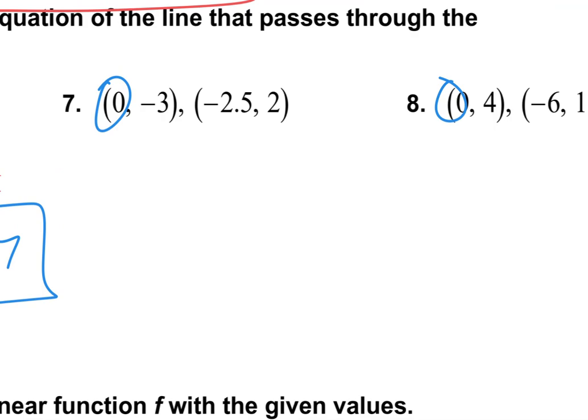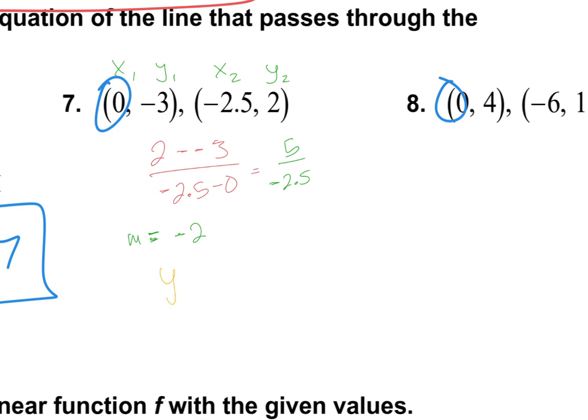Number 7. y2 minus y1 over x2 minus x1. And if you're like, wait, you didn't label it. Okay, x, y, x, y. I chose this y first, which is this one, right? So this is now y2 and x2 and 1 and 1. So 2 minus negative 3 is going to be 5 over negative 2.5. Our slope is negative 2. And this is our y-intercept. So it is y equals negative 2x minus 3.